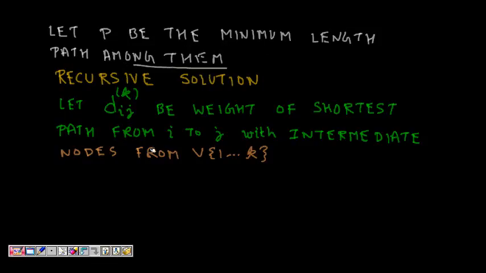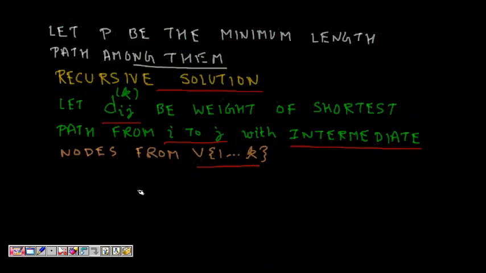So let P be the path which has the minimum weight. So we will now try to form some recursive solution, and that's what we represent, Dijk. This represents the minimum distance path from node I to node J, with the intermediate nodes in the path being from node 1, node 2, node 3 till node K. So this is the definition of Dijk, the shortest path from node I to node J with intermediate nodes from V1 to K. Okay. And we saw the example here.